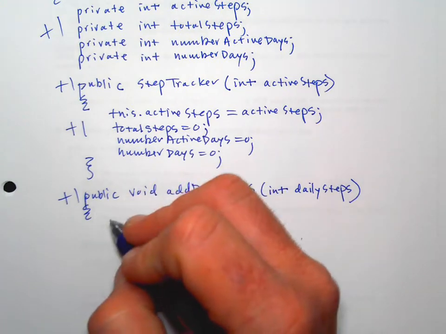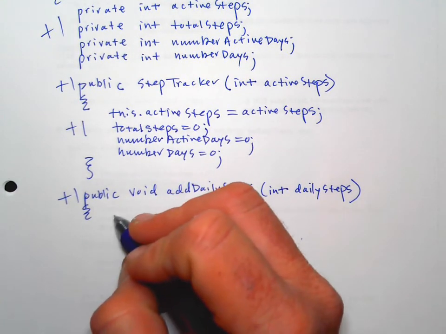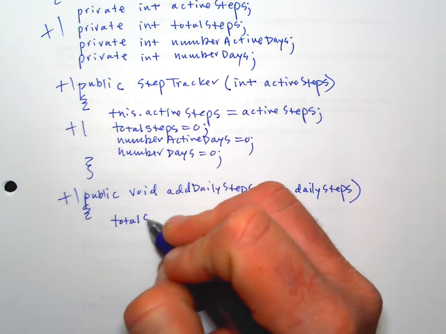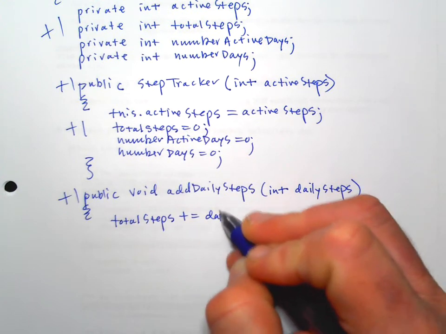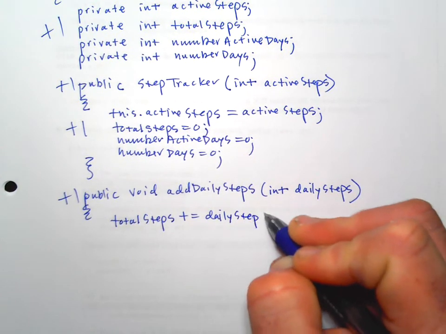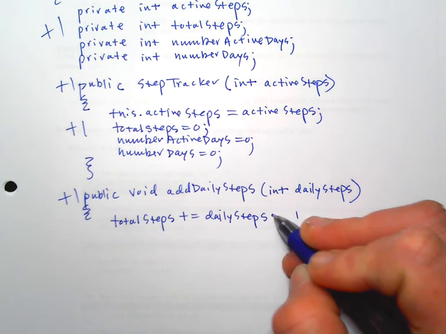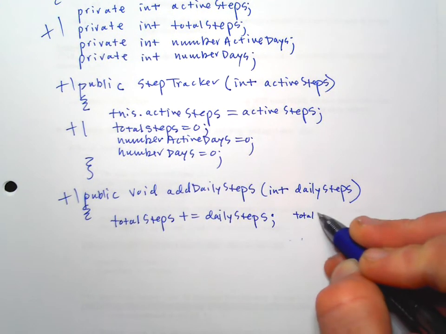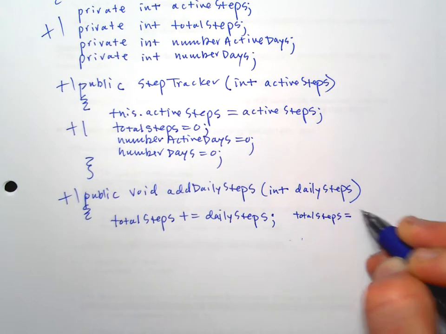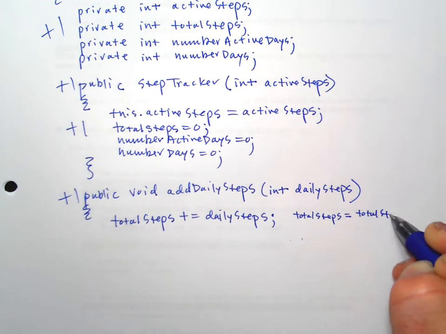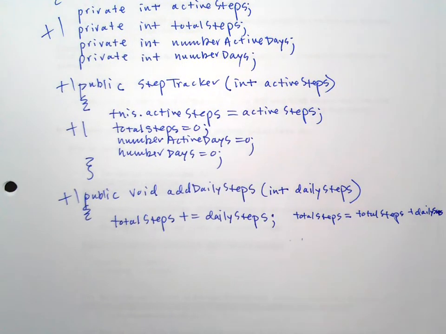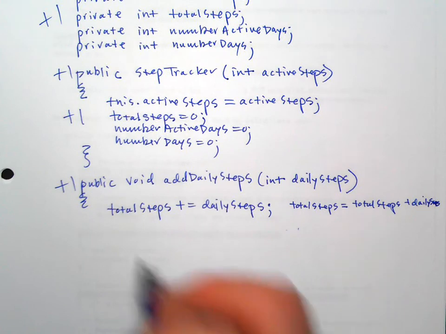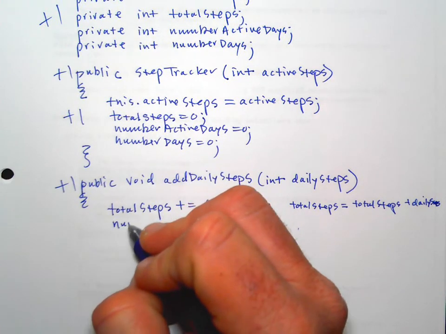Now, when we go into it, there's a couple things we need to update. The first is the variable total steps, which is going to increase by the daily steps, right? Plus equals is a little shortcut for where you could write total steps equals total steps plus daily steps. That's what that means, but just a little shorter. Number of total days, right? Number of days.